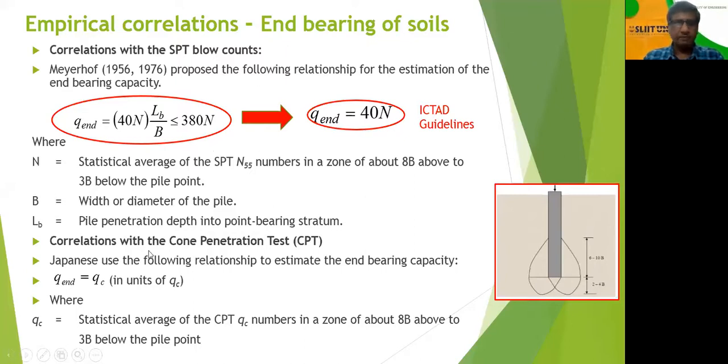the measurements. And the other one is correlations with the cone penetration test data. So the end bearing capacity is equal to the qc value, where qc is the cone resistance value. There again, you have to get the average value within that influence zone for the toe of the pile. So those are the methods that can be used to estimate the skin friction of piles and the end bearing of piles, right?